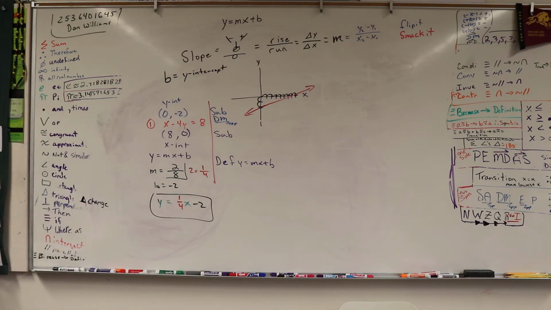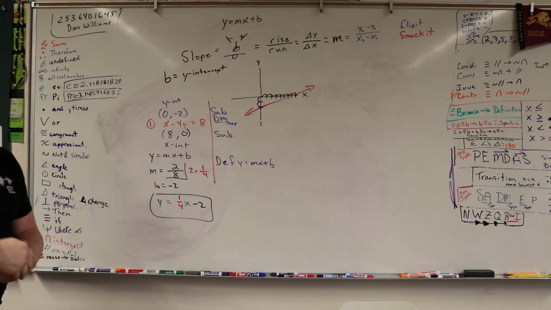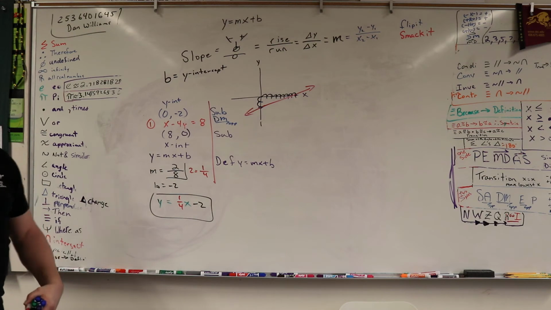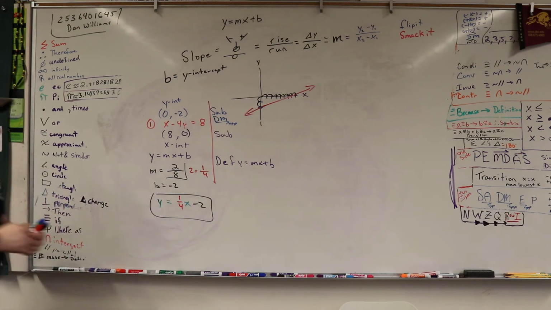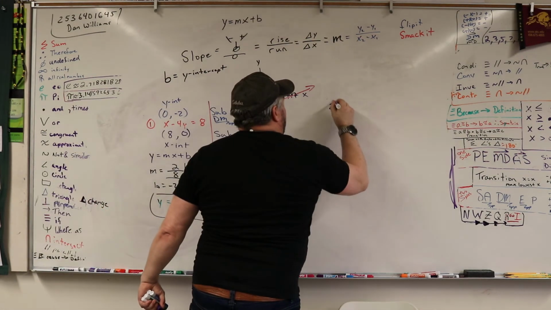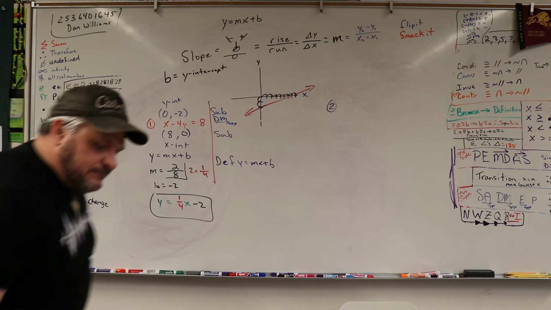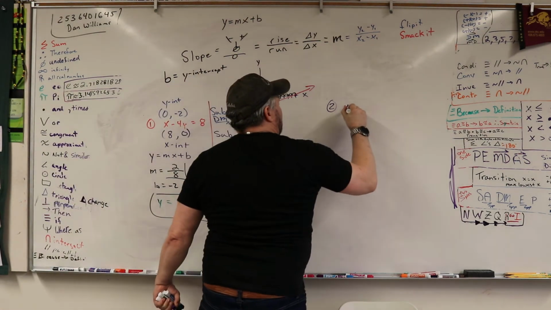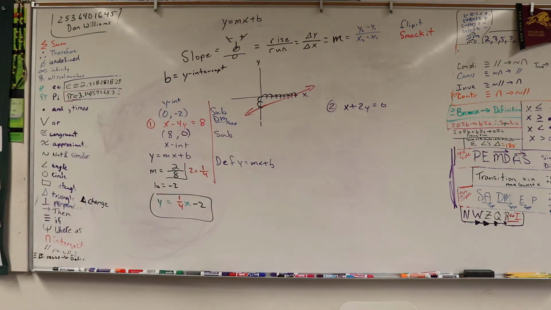Okay? So if we do this for number 2, I'm going to do number 2 real quickly, then I'm going to stop this film and we're going to talk about 3 and 4, and hopefully 5 and 6, but I don't know if we'll get that far. So, number 2, what does it say? x plus 2y equals 0. Uh-oh. This one's going to be a little different.